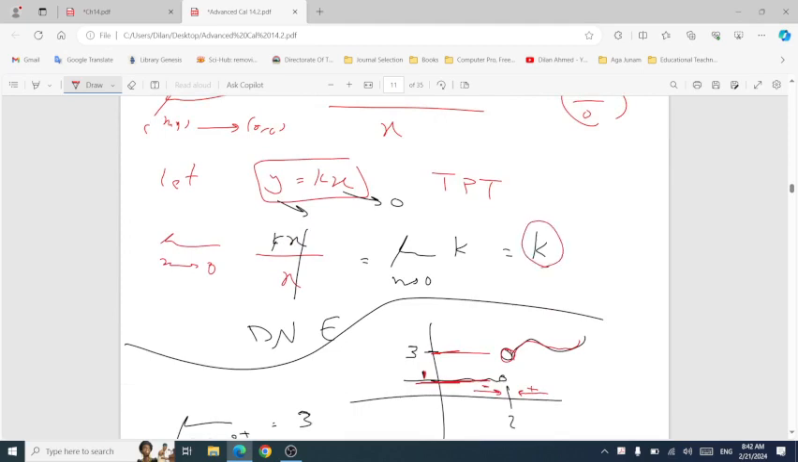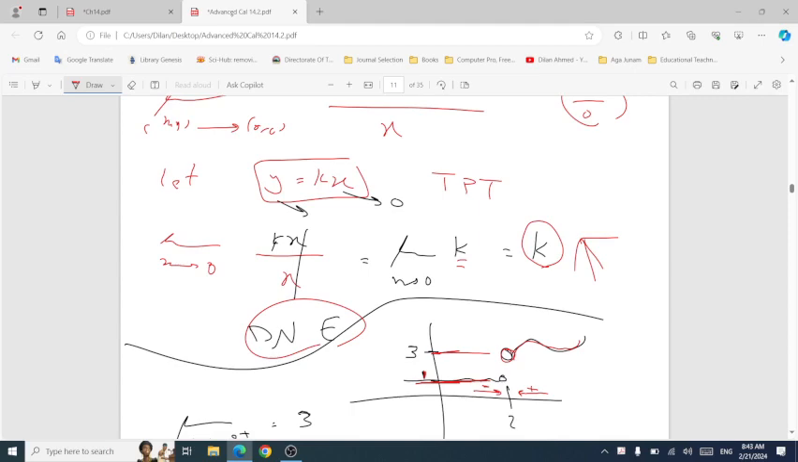K is what? 2, 3, 4, 5, who knows? Square root of 2. So how many possibilities do we have for k? Infinite. Maybe you say 0, maybe she says 20, I don't know. Because the result is not unique, that's why it does not exist. Now you understand? The limit in calculus 1 should be unique.